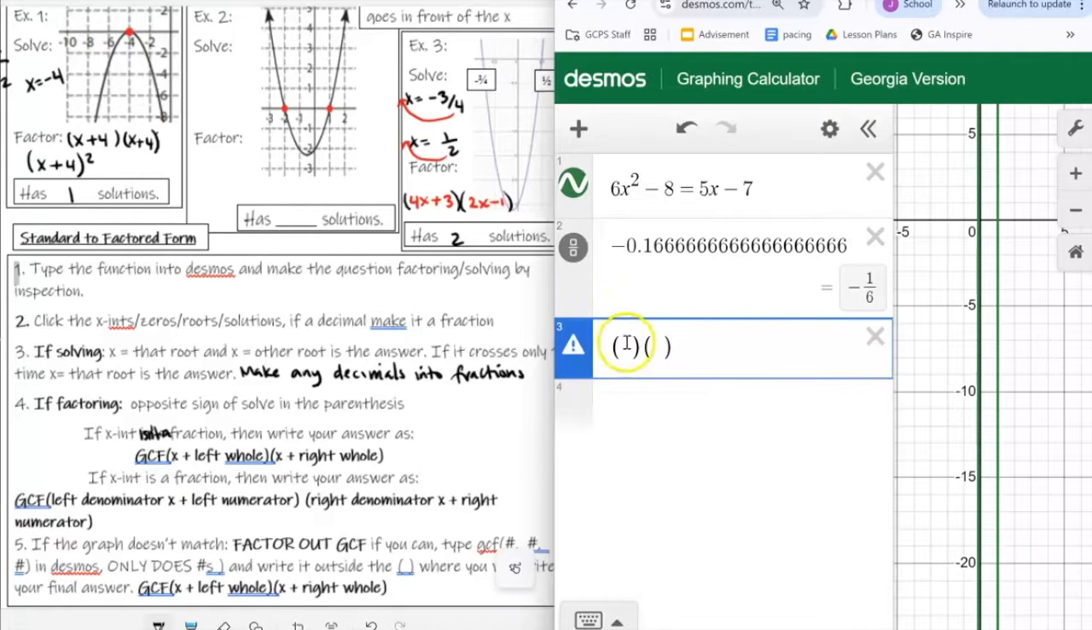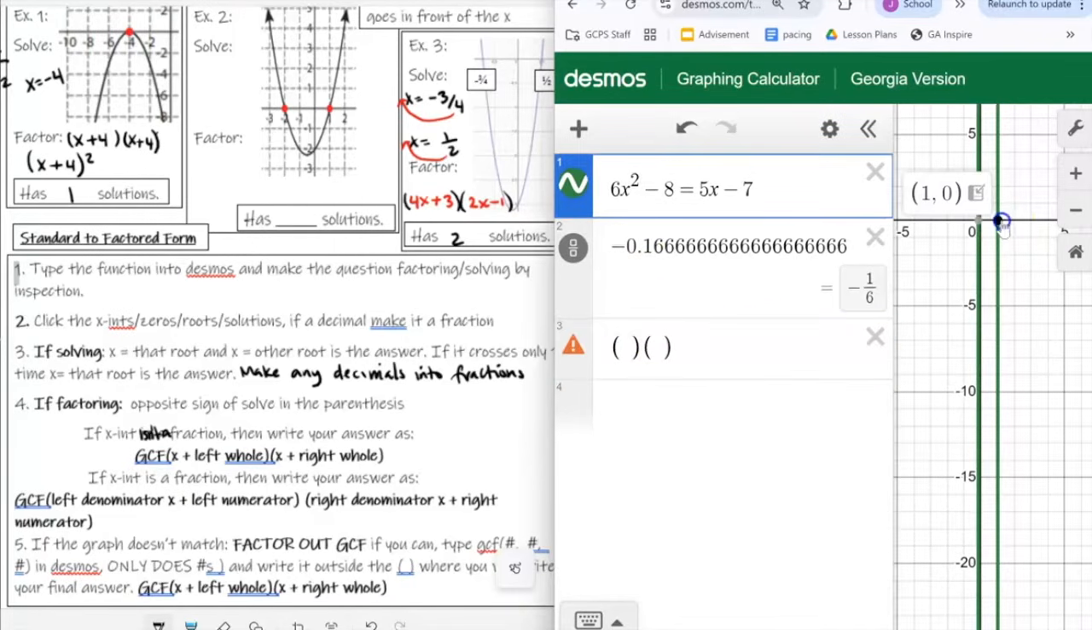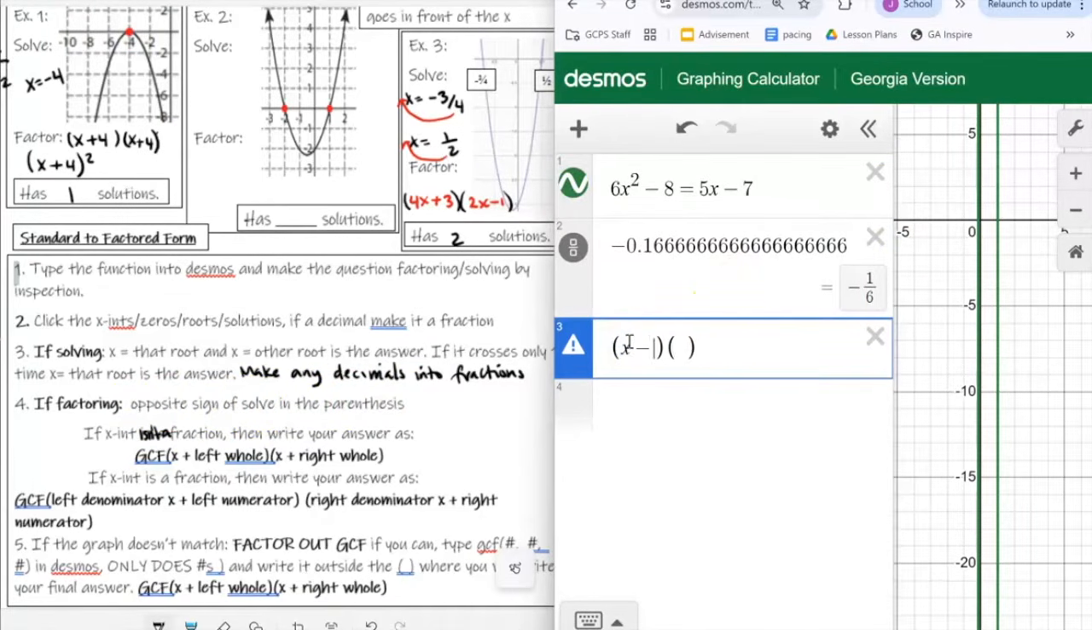So factored form is going to have 2 parentheses, and each one holds one of my solutions. If it isn't a fraction, write your answer this way: x plus the left whole number, x plus the right whole number. Just remember, opposite sign of solve in the parentheses. So this is 1, so it's going to be minus 1.